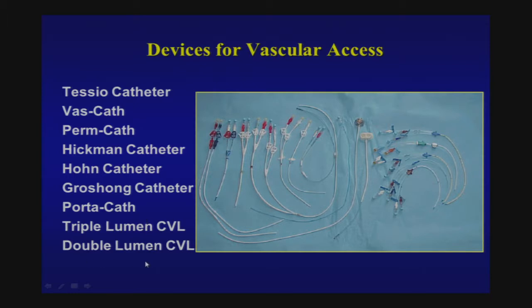So triple lumen, double lumen, just a little principle to keep in mind. The more lumens you have, the smaller those lumens are. So a quad lumen line sounds like it's really great, but it has really small little lumens. If you need to give anything at any reasonable rate, it's hard to push it through those. So triple lumen, double lumen. I usually just go with the triple.